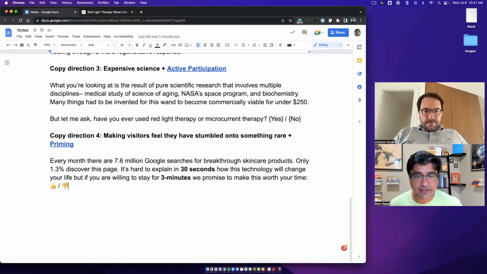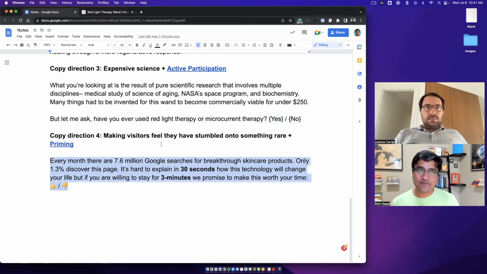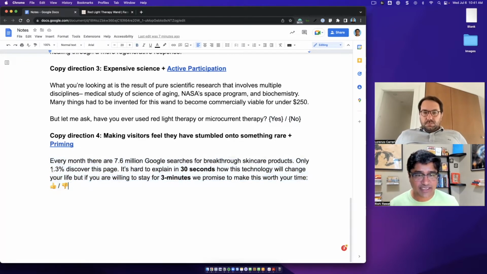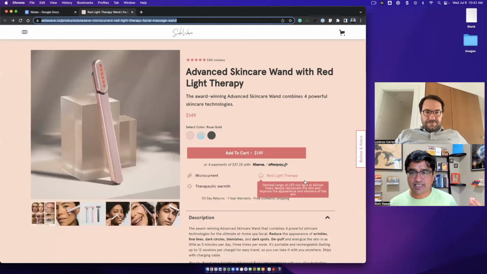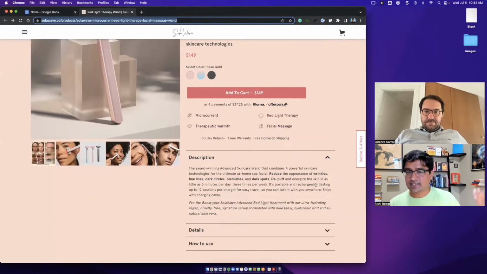And then the fourth copy direction is where we're trying to make visitors feel lucky that they've stumbled onto something rare, and we're also using a priming technique. What I did here was say every month there are 7.6 million Google searches for breakthrough skincare products, and only 1.3% discovered this page. So basically, I'm saying you're a lucky bugger that you found us. It's hard to explain. Now, one of the challenges we have on product pages is that if people are going to spend 10 seconds, the probability of them converting is very low.